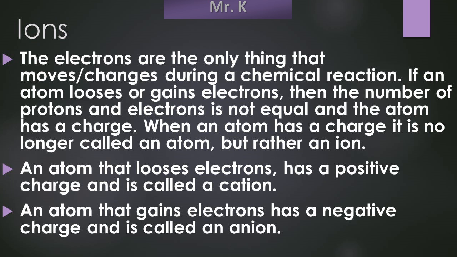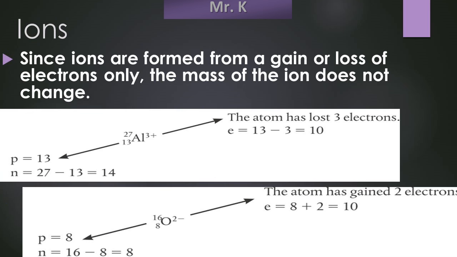Atoms that lose electrons have a positive charge, and they're called cations. Atoms that gain electrons have a negative charge, and they're called anions. We can write the symbol for an ion. For example, aluminum as an ion has a 3+ charge.